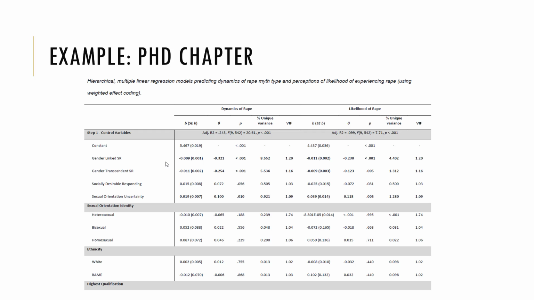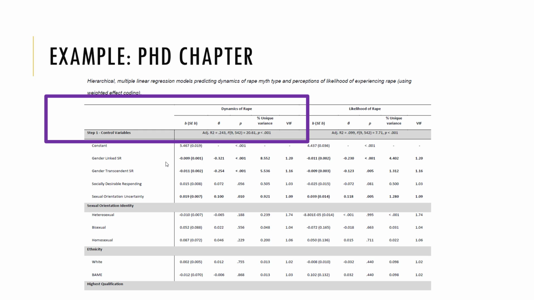Okay, so all right, fair enough. You'd be thinking, what does that look like in practice? Well, this is a table that was taken from one of my PhD chapters. You can see in there that I've done a hierarchical multiple linear regression. I'm only going to look at the first part of this. Dynamics of rape was the subscale, the types of myth, and these are myths that are particularly linked to gender.